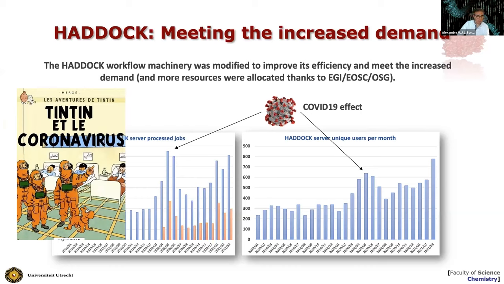You see this picture of Haddock, Tintin et le coronavirus. This is circulating on the internet. It's actually a combination of two of the books of Tintin. One is Tintin going to the moon, and the other one is The Blue Lotus, which happens in China.